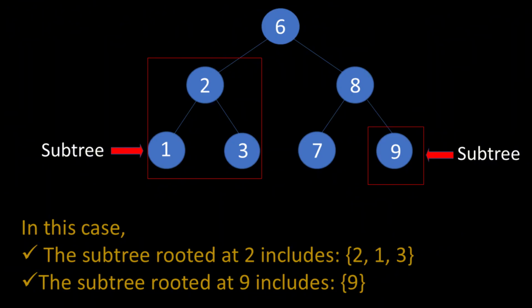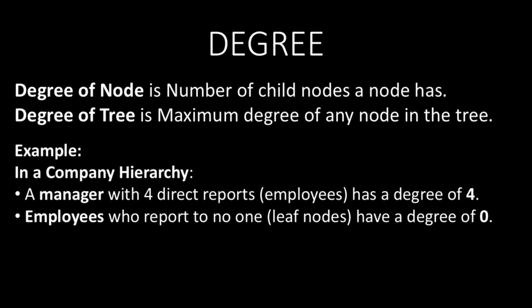Let's see what is the degree. The degree of a node is the number of child nodes a node has. The degree of a tree is the maximum degree of any node in the tree. As an example, in a company hierarchy, a manager with 4 direct reports has a degree of 4. Second one, an employee who reports to no one has a degree of 0.